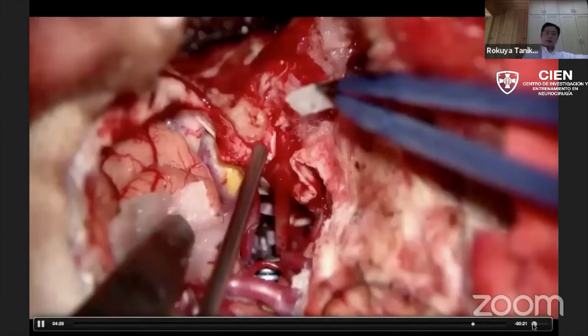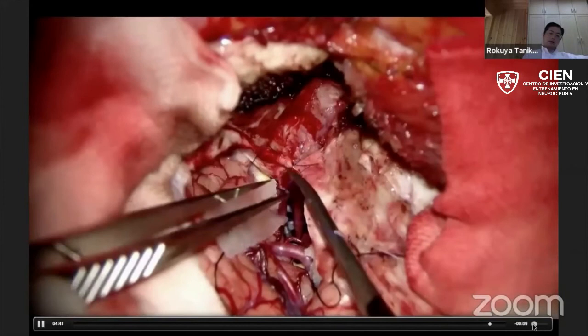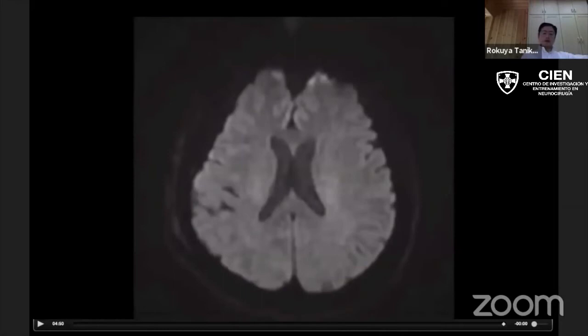And this is a closure of the cavernous sinus and the dura. I am closing the oculomotor foramen loosely, and the CT angiogram and the diffusion image show no high signal. Patient recovered well. Another case, this is a 55-year-old female.